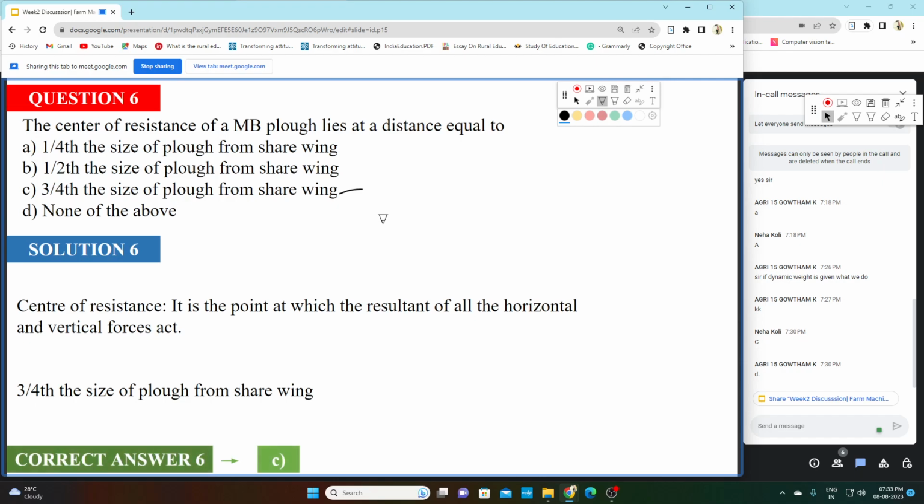Okay, so is this clear? What is center of resistance? That is more important than this question. So center of resistance, again I am repeating, it is a point at which the resultant of horizontal and vertical forces act. And for this MB plow, your center of resistance is at 3 by 4 the size of the plow from the shear wing. Okay, so is this clear?